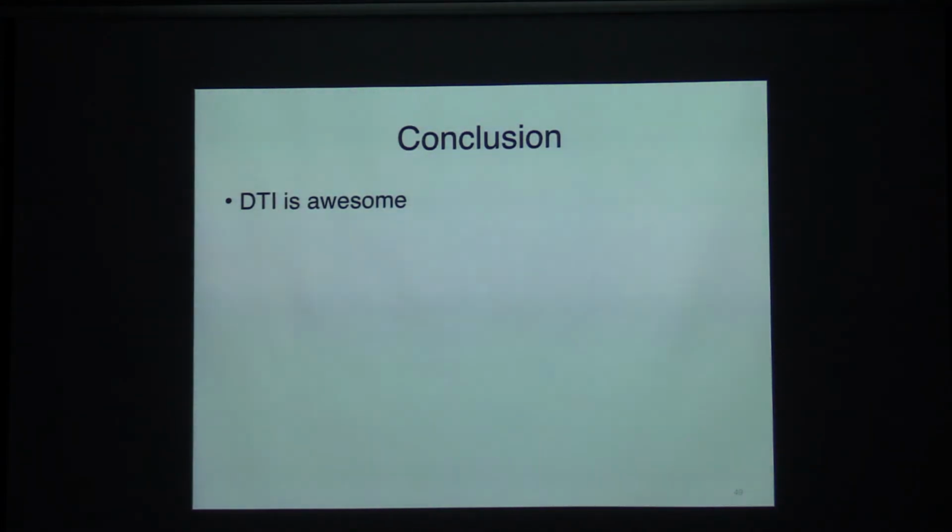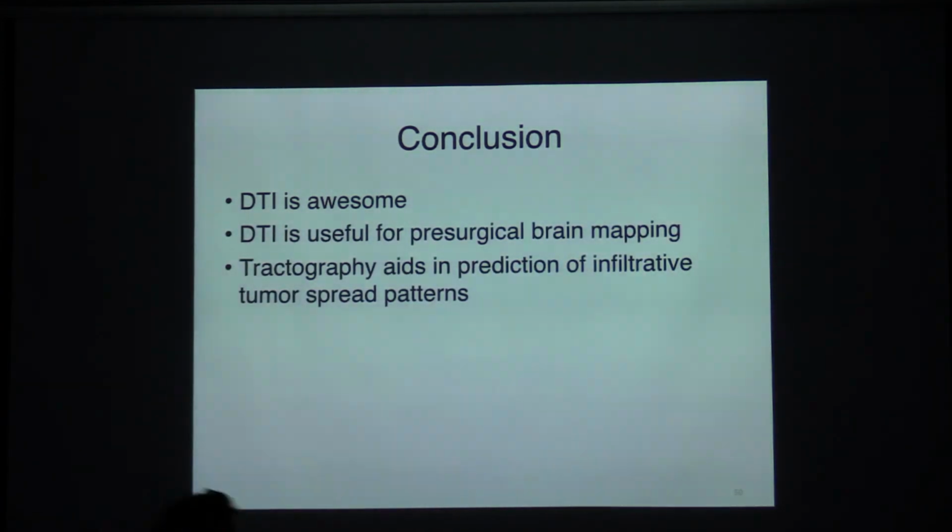So, in conclusion, DTI is awesome, and it's useful for pre-surgical brain mapping, again, giving information to the neurosurgeon so they can avoid important eloquent tracts. And I think the more important thing daily is that it aids in prediction of infiltrative tumor spread patterns.